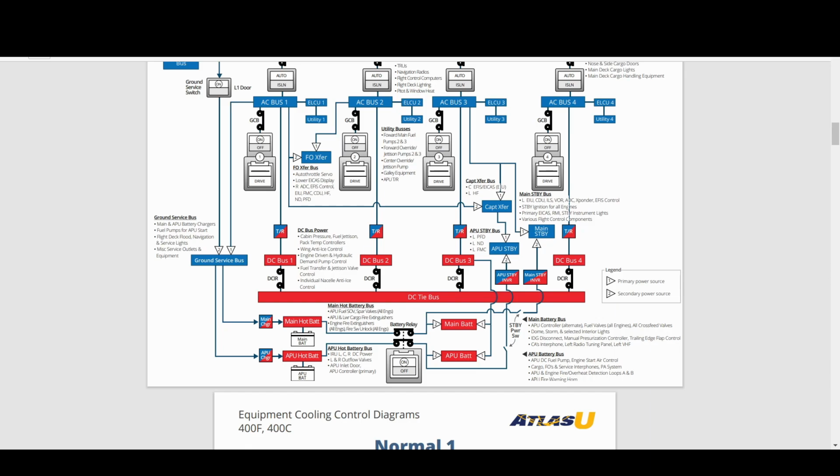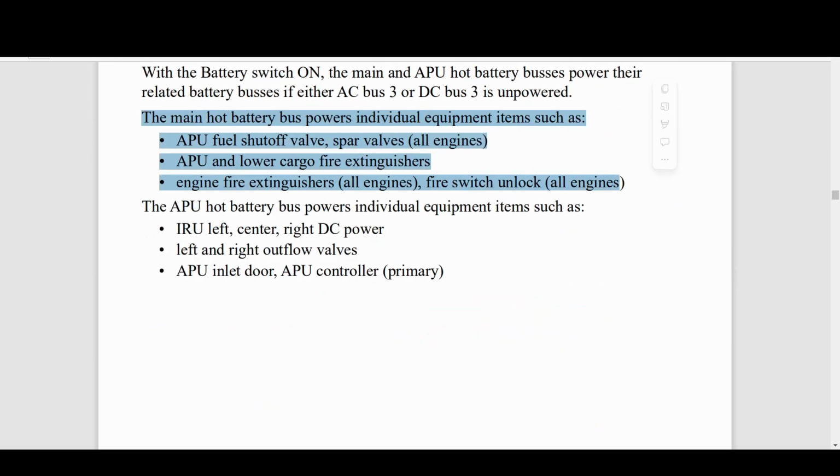What are some examples of equipment items on the main hot battery bus? APU fuel shutoff valve, spar valves to engines, APU and lower cargo fire extinguishers, engine fire extinguishers, fire switch unlock. What items are on the APU hot battery bus? IRU left, center, right DC power, left and right outflow valves, APU inlet door, APU controller.